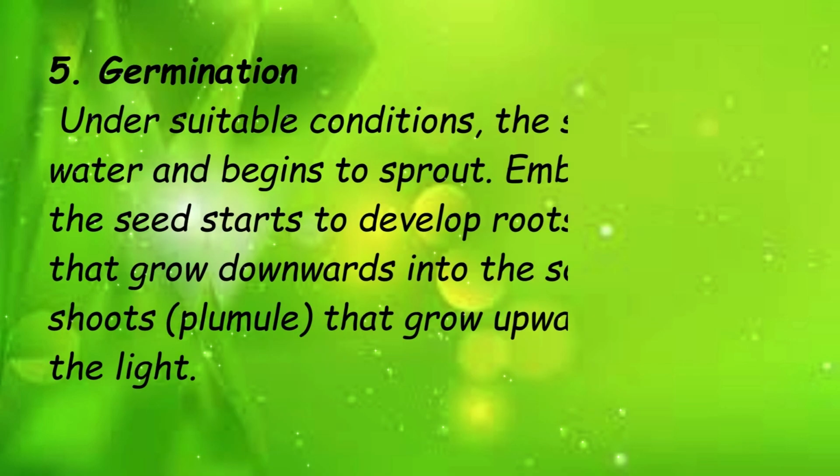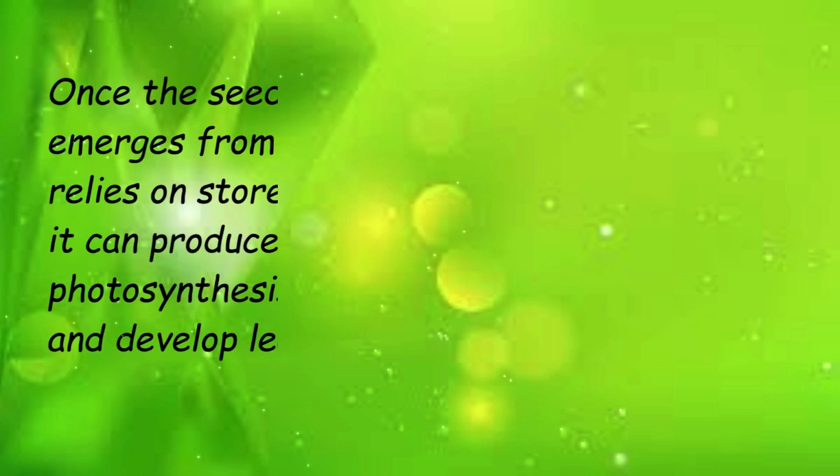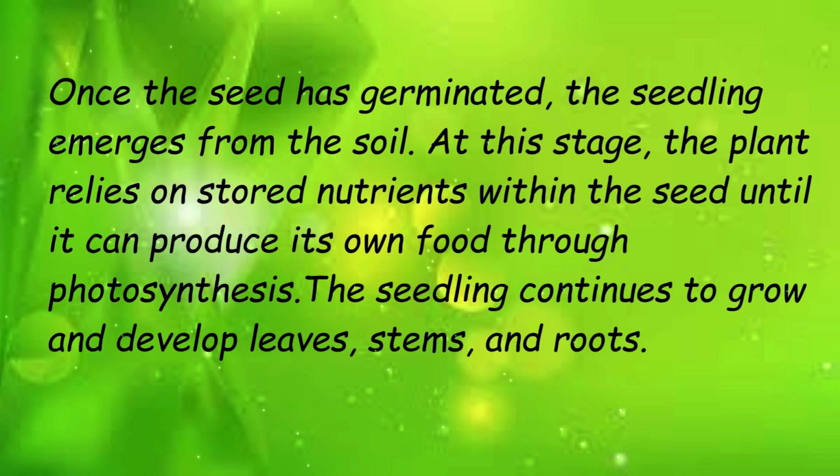Last is germination. Under suitable conditions, the seed absorbs water and begins to sprout. Embryo inside the seed starts to develop roots that grow downwards into the soil, and shoots that grow upwards towards the light. Once the seed has germinated, the seedling emerges from the soil.